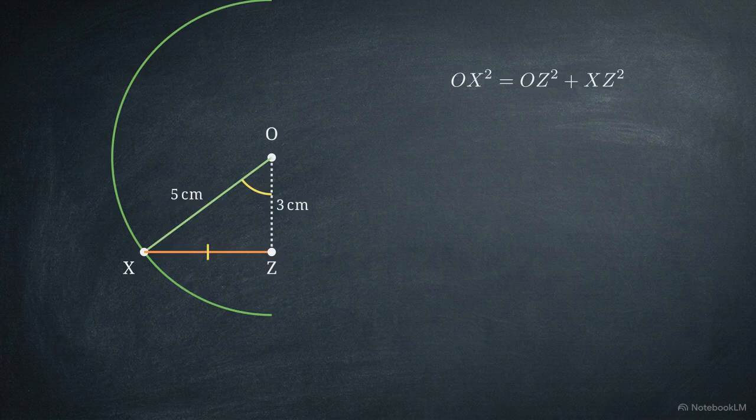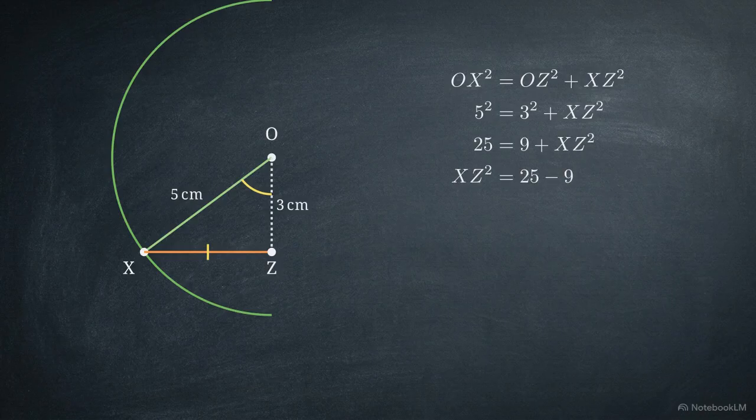Isolating the left side reveals exactly what we need to solve the first part of the problem, a clean right-angled triangle, OXZ. To find the missing base of a right-angled triangle, we apply Pythagoras' theorem. The longest side, our hypotenuse, OX squared, equals the vertical side, OZ squared, plus the base, XZ squared.